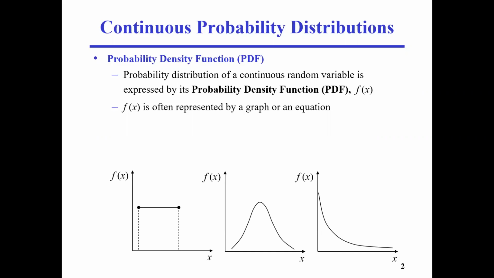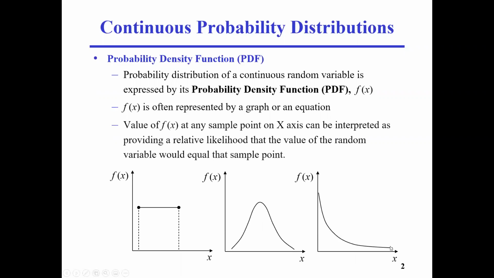Here we have three graphs showing you three PDFs. The first one is a straight line, right? The second one, the curve of f(x), is a bell-shaped curve. The third one is a curve again, and for this curve, when x increases, the curve decreases dramatically.